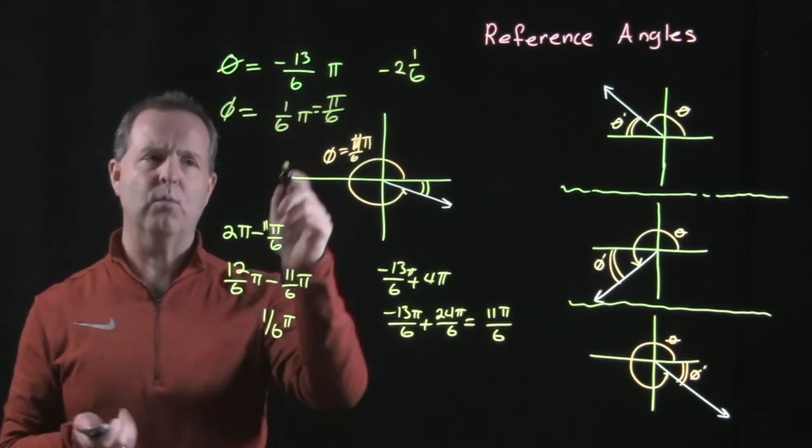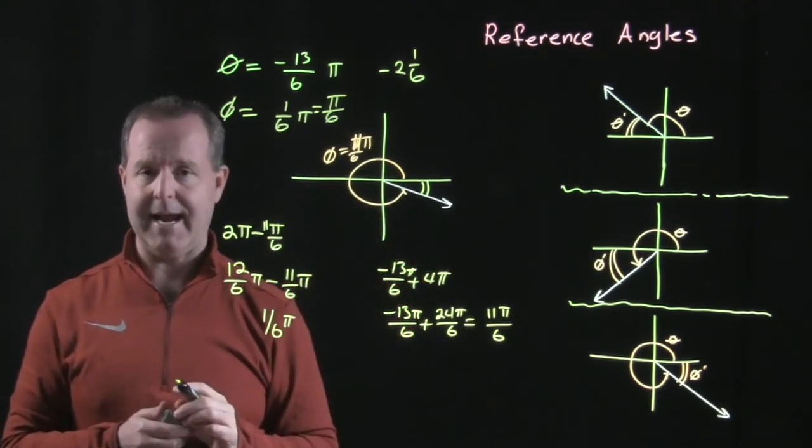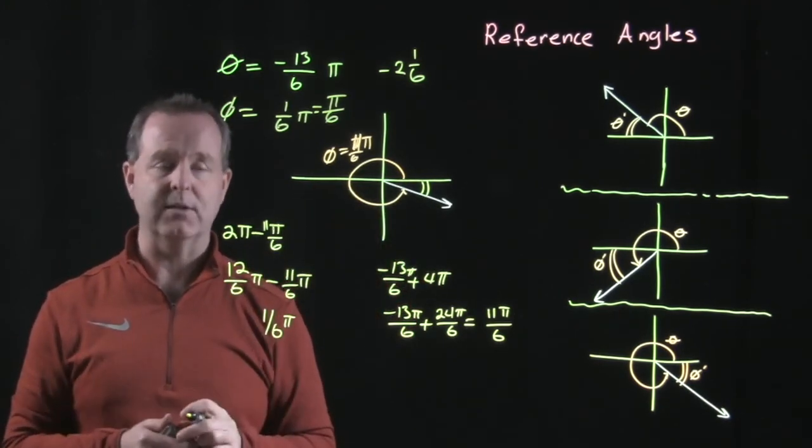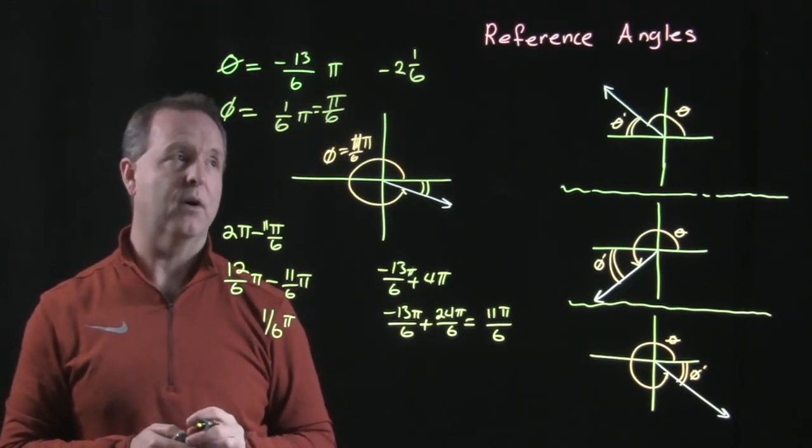Again, I want you to understand why it's not negative. We're just looking for the angle back to the x-axis and the magnitude of that sweep. So it will be a positive value when we're looking at reference angles.